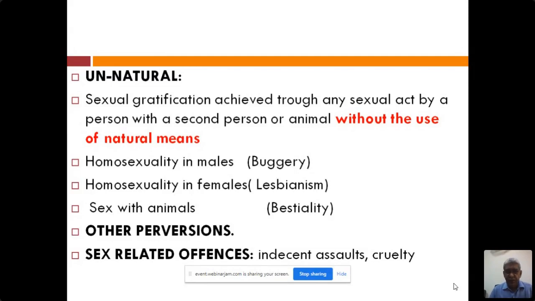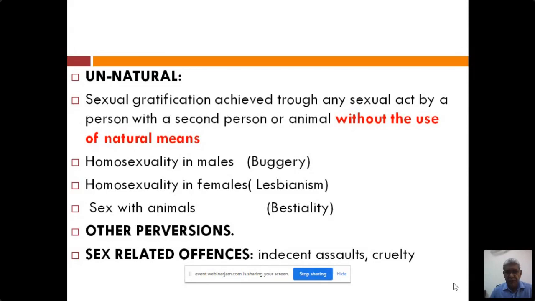this may be an animal. When the unnatural opening is being used between two males, it is said to be homosexuality in the males. When the unnatural ways are being used in case of the female, it is said to be lesbianism. And when the sex is being done with the animals by using either their natural ways or the unnatural ways, this will be called bestiality.